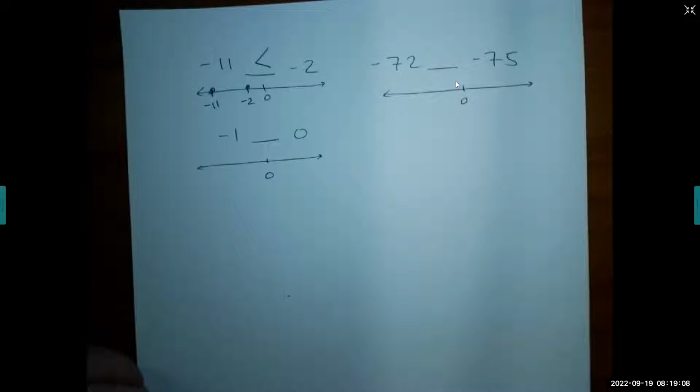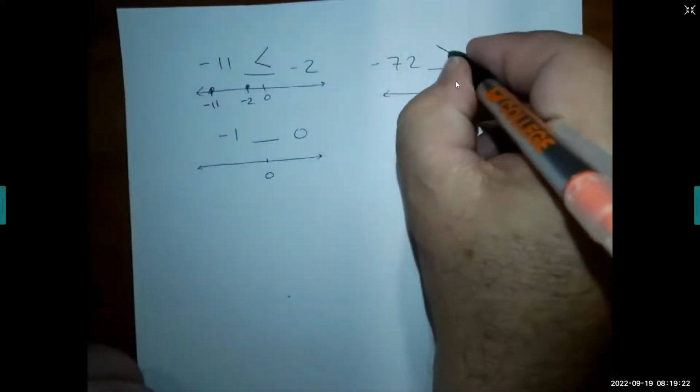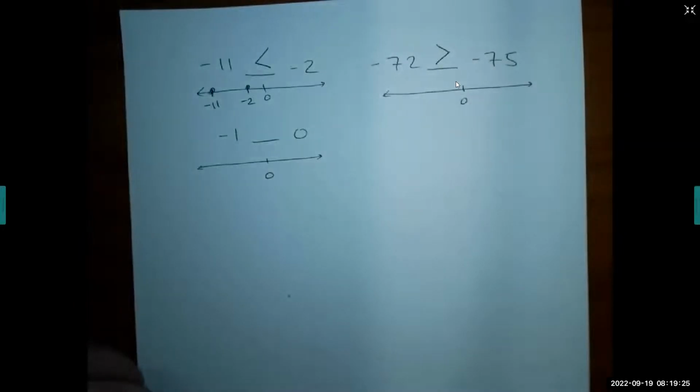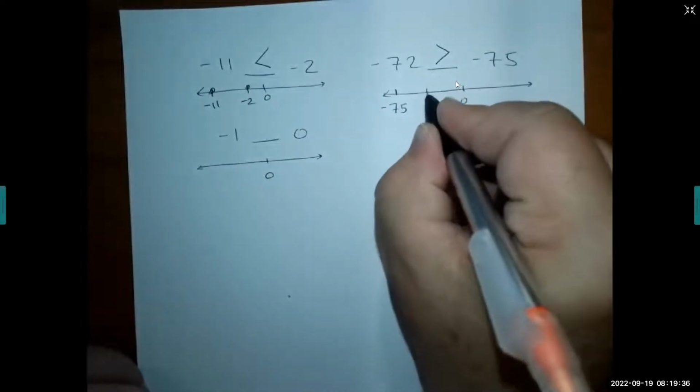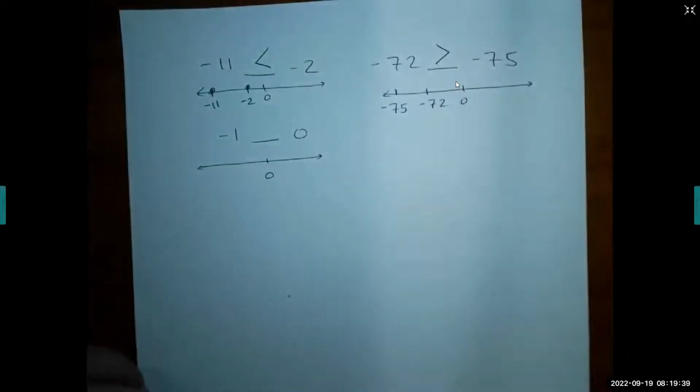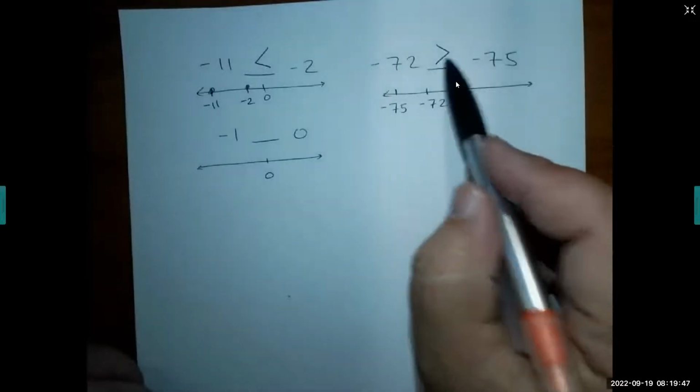How about the next one? -72, -75 is what? So which direction does it point? Yes, it points to the right, because -75 is smaller than -72. -75 is there. -72 is there. Since -72 is further to the right than -75, it's bigger. And the inequality always points to the smaller number.